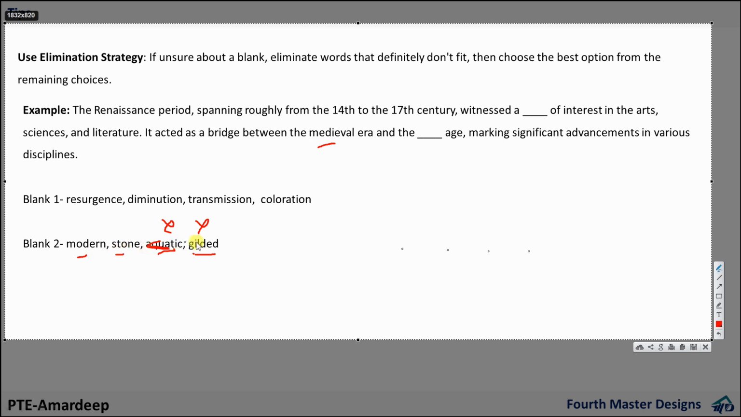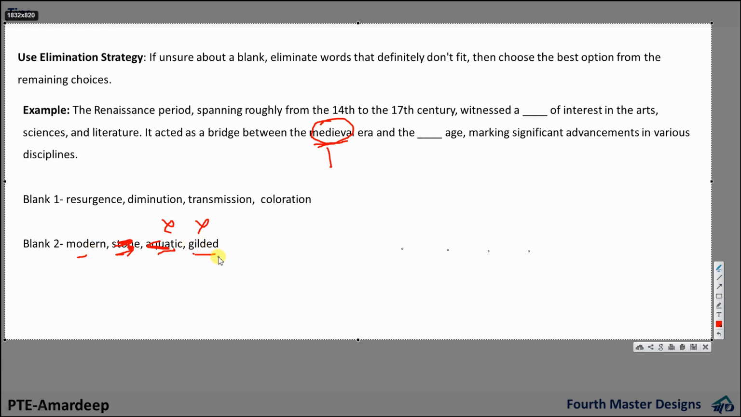Now, modern, stone, gilded. Can we go for stone here? No. Why can't we go for stone? Because here it is written medieval. The stone age itself is prehistoric. If they are comparing, they won't be comparing the same time period, right? This is also prehistoric, this is also prehistoric. I'll eliminate this one also. I'm left with modern and gilded.